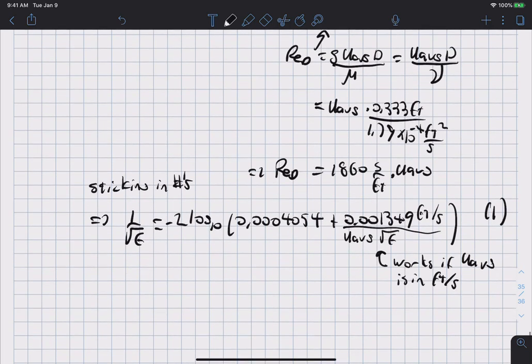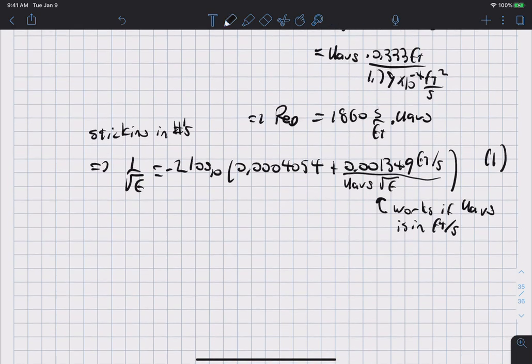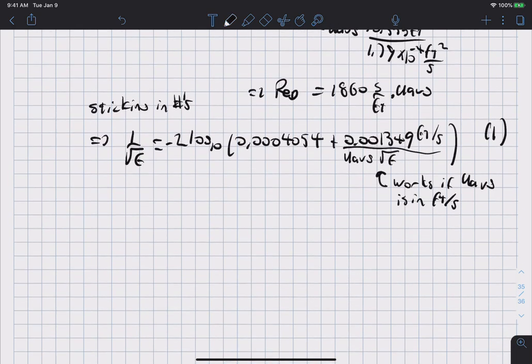Now we don't know the friction factor, we don't know the square root of F, and we don't know U averaged. So we have so far one equation and two variables, and we're going to need to solve that. To get the second relation, we go back to the energy equation.